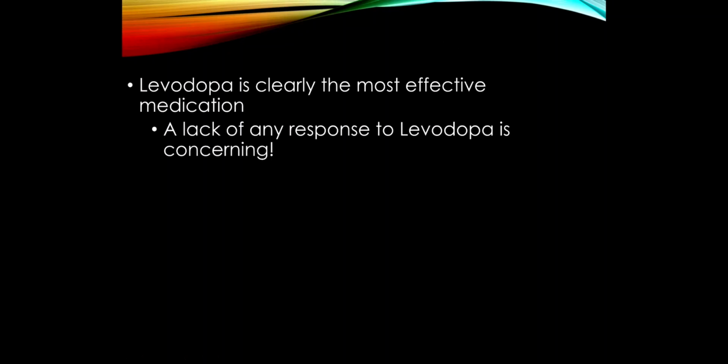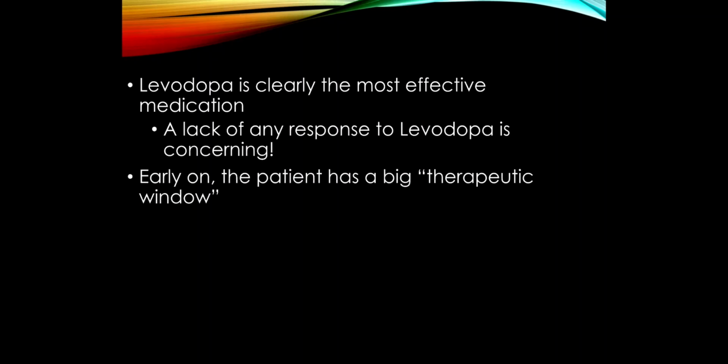So levodopa is our most effective medication, and again, it would be very concerning if you think someone has Parkinson's disease and they're having no response to levodopa. Okay, because more than 90% of patients have a great initial response. And early on, it's what's called a big therapeutic window. Okay, so you're popular with your patients with Parkinson's early on. They come back, they're moving better, they're shaking less, they're happy with how they're doing.